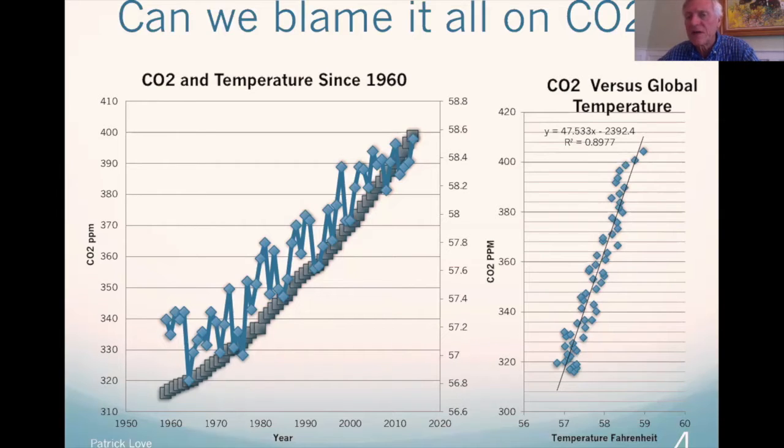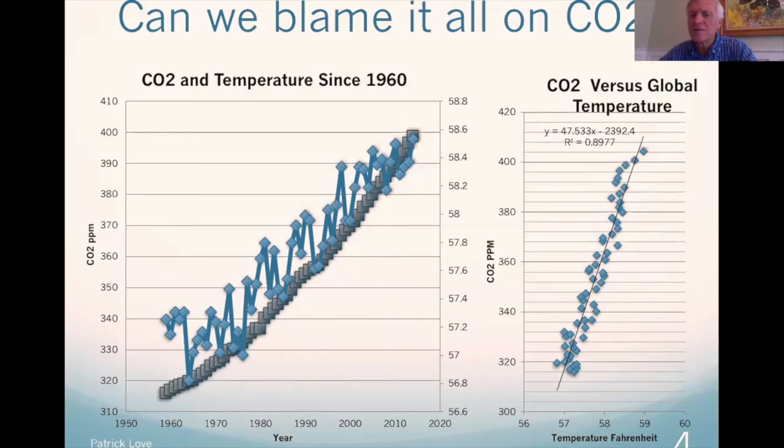And if you fit a line to this scatter plot, what's called a least squares fit or a regression analysis, you'll notice that there's a very strong correlation. That's what a statistician would say. These two variables are obviously correlated. And in fact, there's a measure of that correlation. And you see up at the top of the graph, there is the equation for the line, y equals 47 point something times x minus 2,392. Below that is an r squared.